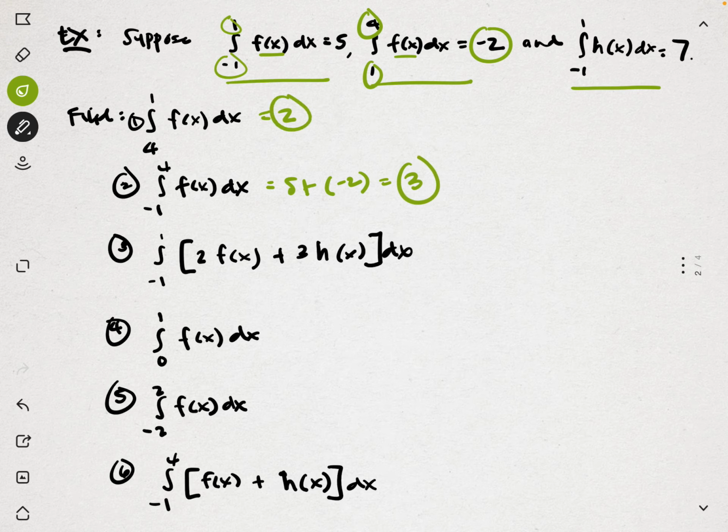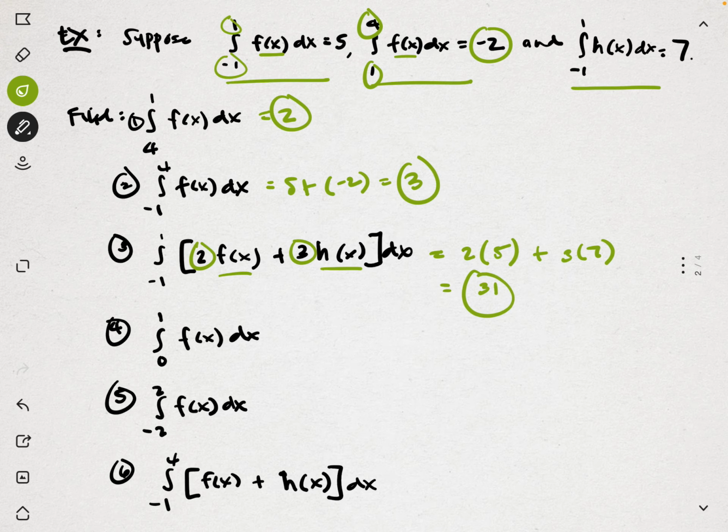Okay, for number 3, we're doing the integral from -1 to 1 of 2 f of x and 3 h of x. In this one, because we have the h of x from -1 to 1 and the f of x from -1 to 1, we can just take those separately. And notice that these 2 and these 3 are just multiplying by whatever we get. The f of x from -1 to 1 is 5, so 2 times 5. And then the h of x from -1 to 1 is 7, so we're going to do 3 times 7. It's going to be 10 plus 21, which is 31.